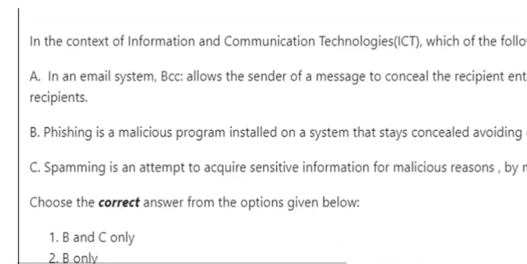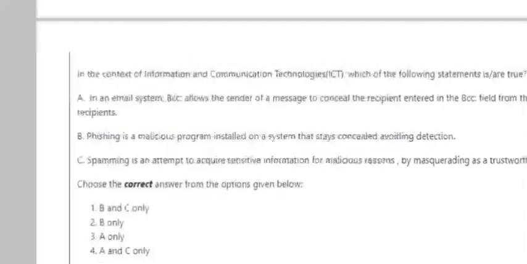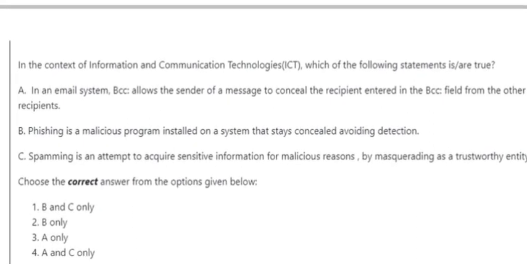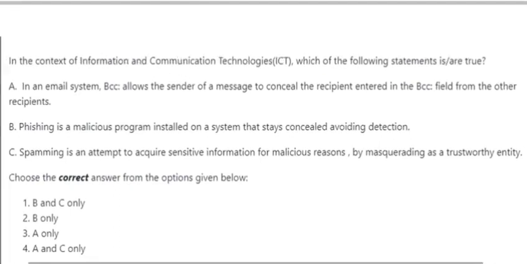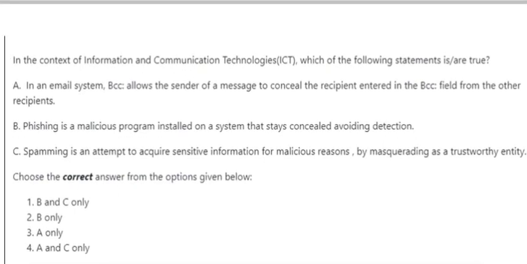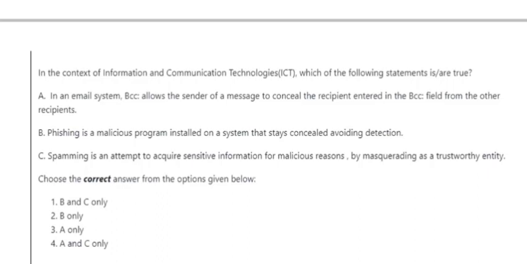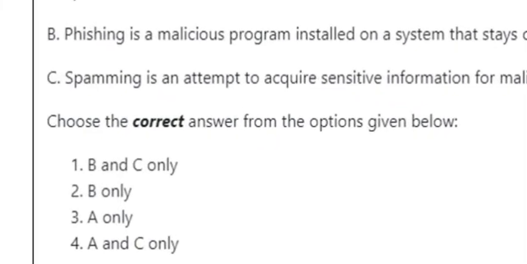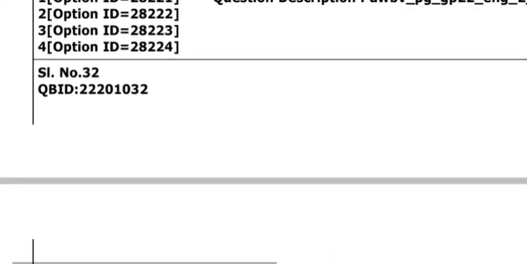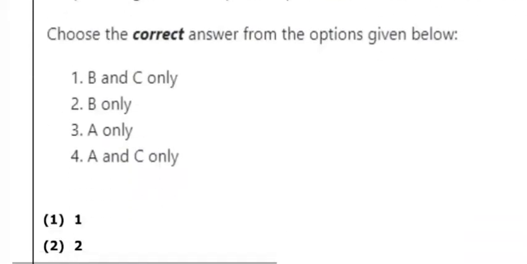32 says, in the context of information and communication technologies, in short ICT, which of the following statements is or are true? A is saying, in an email system, BCC, you must have seen, allows the sender of a message to conceal the recipient entered in the BCC field from the other recipients. B, phishing is a malicious program installed on a system that stays concealed, avoiding detection. C, spamming is an attempt to acquire sensitive information for malicious reasons by masquerading as a trustworthy entity. Choose the correct answer from the options given below. B and C, B only, A and C only. The correct answer of 32 will be number C. That means A only correct.